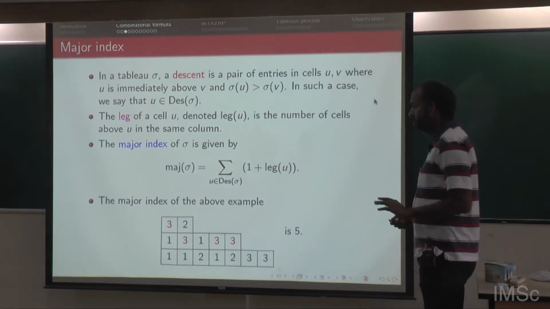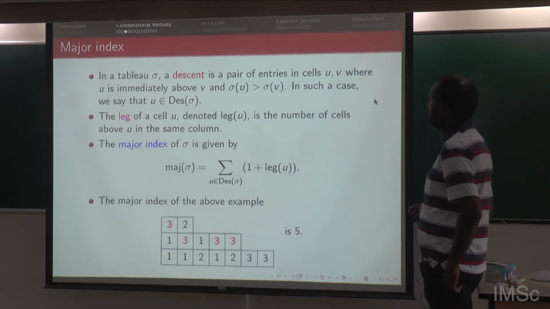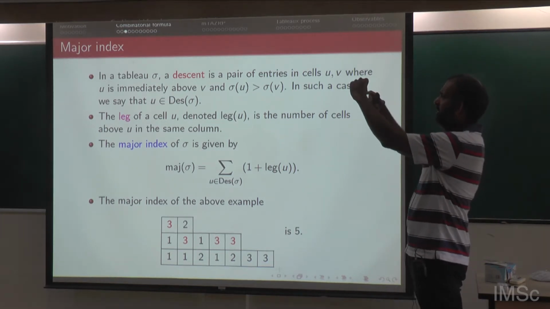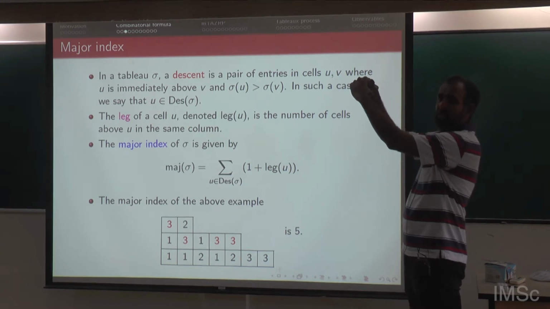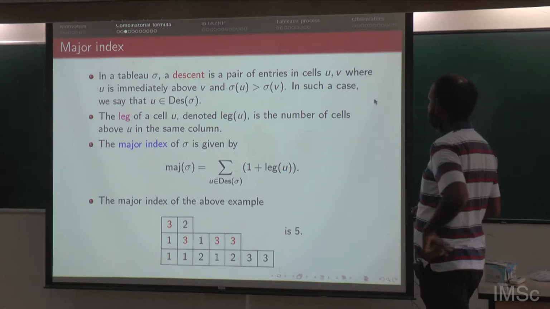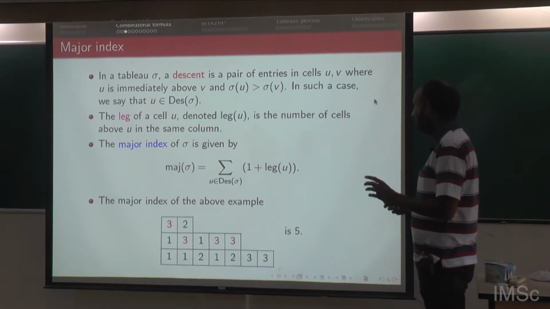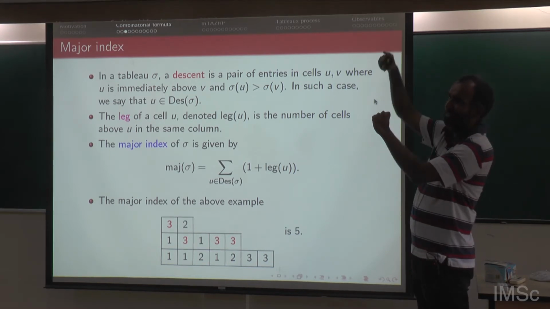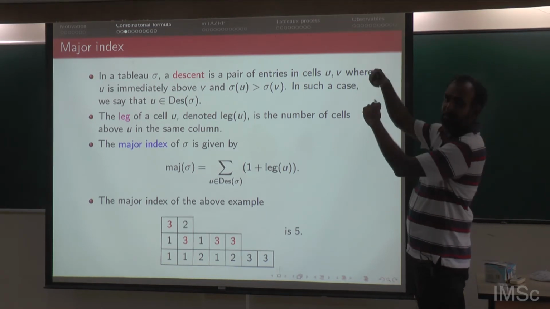So let me describe the two statistics. The major index is going to be important. A descent in a tableau is a pair of entries in cells u and v, where u is directly above v, such that the value at u is strictly greater than the value at v. Then we say u, the cell, belongs to the set of descents. Now the leg of a cell, unfortunately, counterintuitively, is the thing above it. So the leg is the number of cells above u in the same column.